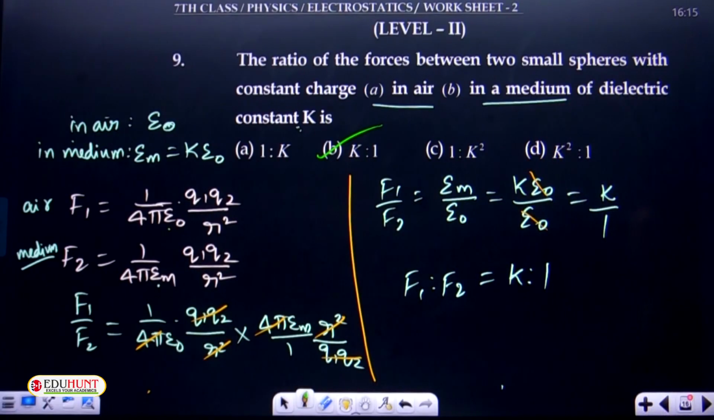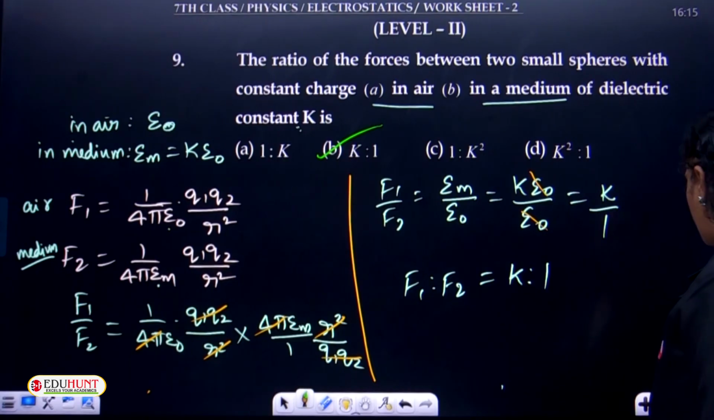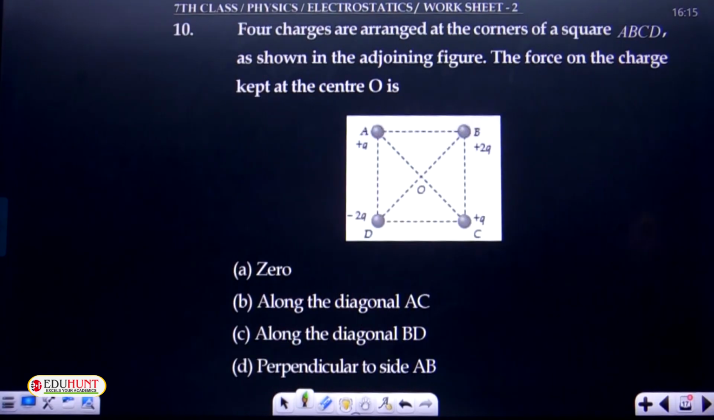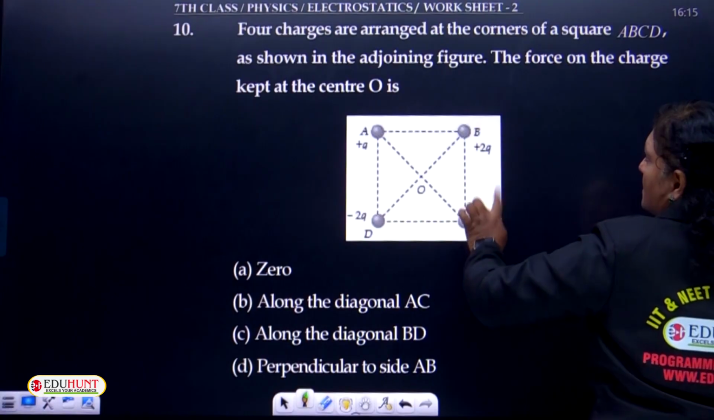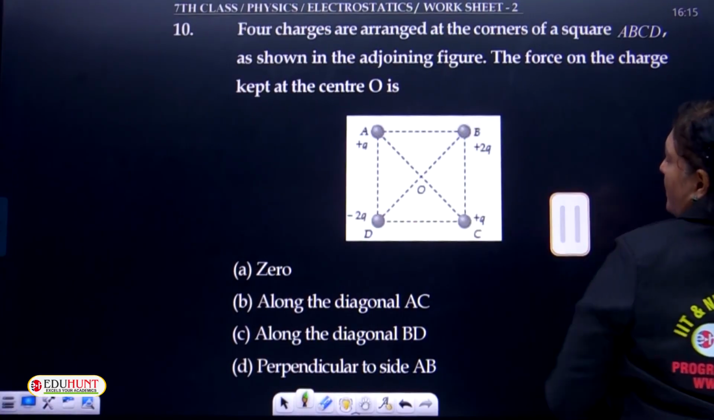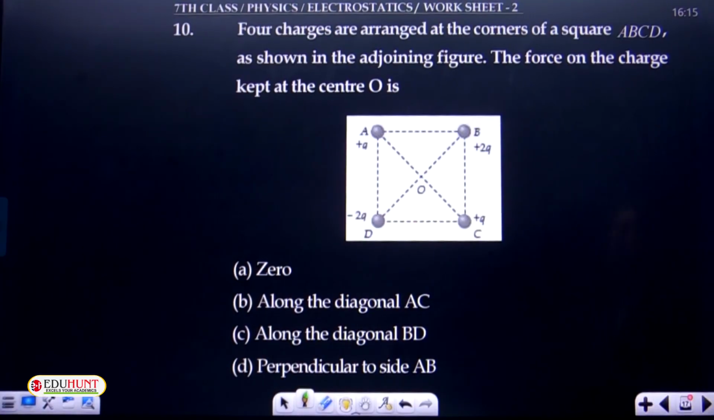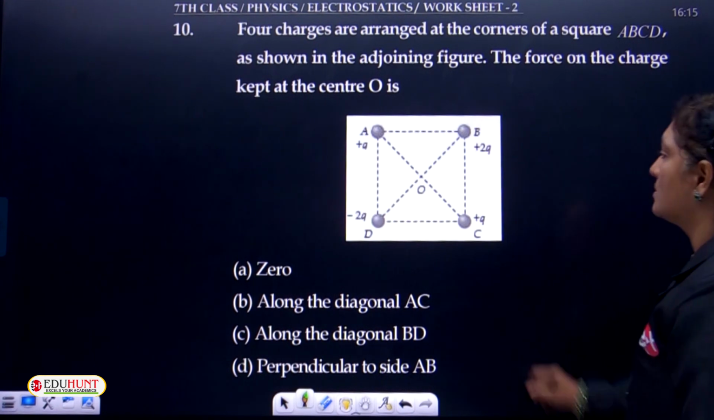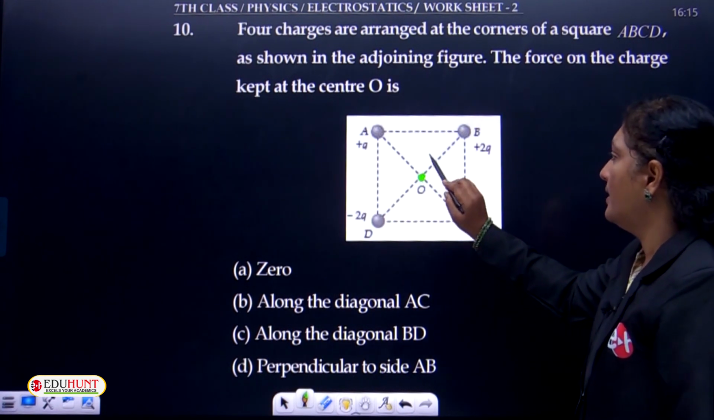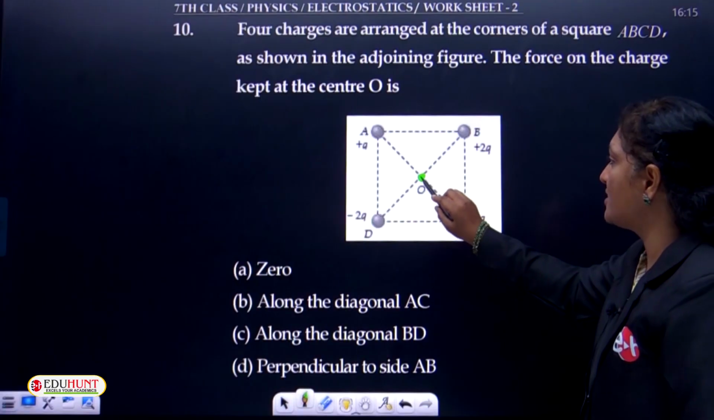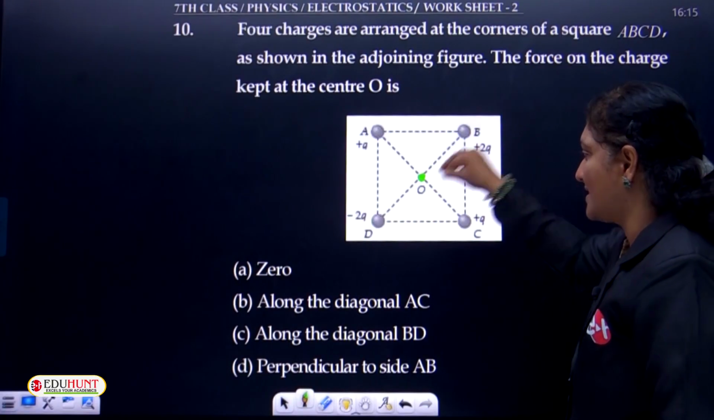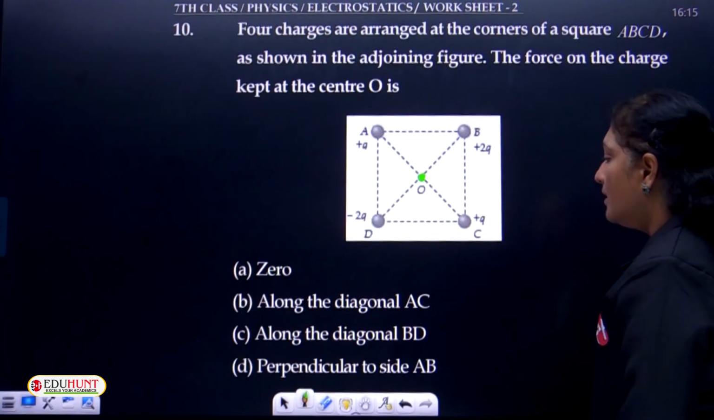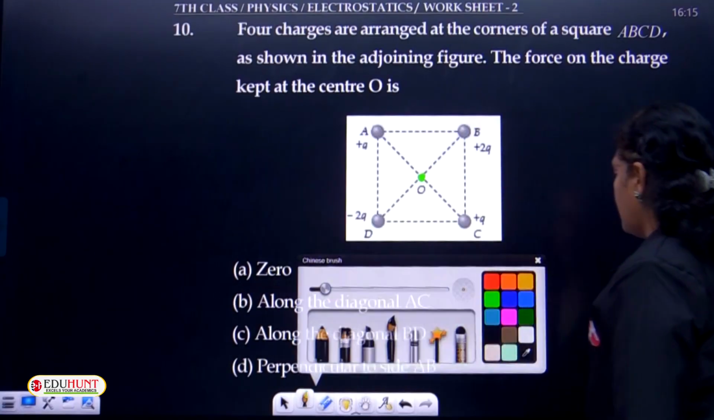Okay, children. Now let us move to the next question, that is question number 10. 4 charges are arranged at the corners of a square ABCD as shown in the figure. The force on the charge kept at the center O. So you are asked to find the force on the charge kept at center O. In order to find that, let us discuss in detail.